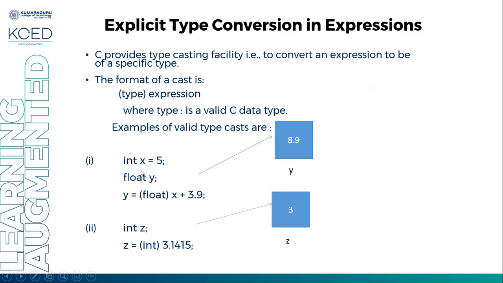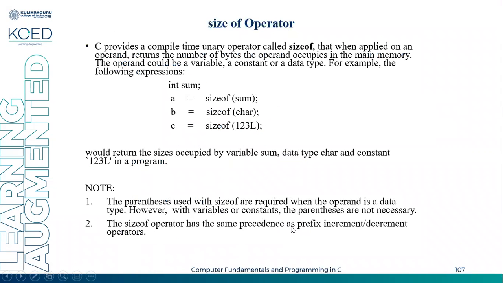Integer x equal to 5, float y. What I'm doing is y equal to (float) x plus 3.9. The x value is 5. When you give it like this, the x value will become 5.0. So the integer is converted into float. Plus 3.9, and 8.9 is my result. Likewise, integer z equal to (int) 3.14. Here I am explicitly converting the float into an integer. If you give (int) in open and close parentheses, this value will be converted into integer. The digits after the decimal part will get omitted. My result is 3. This is known as explicit type conversion.